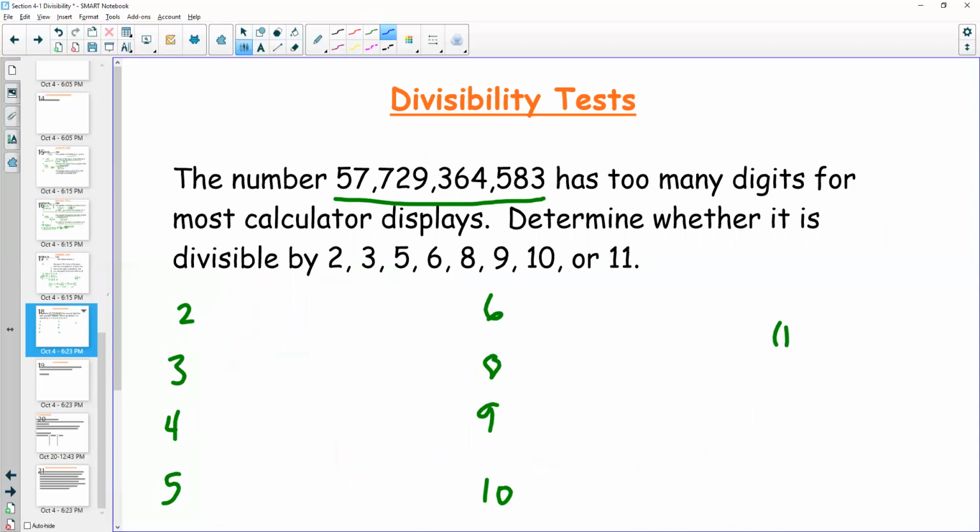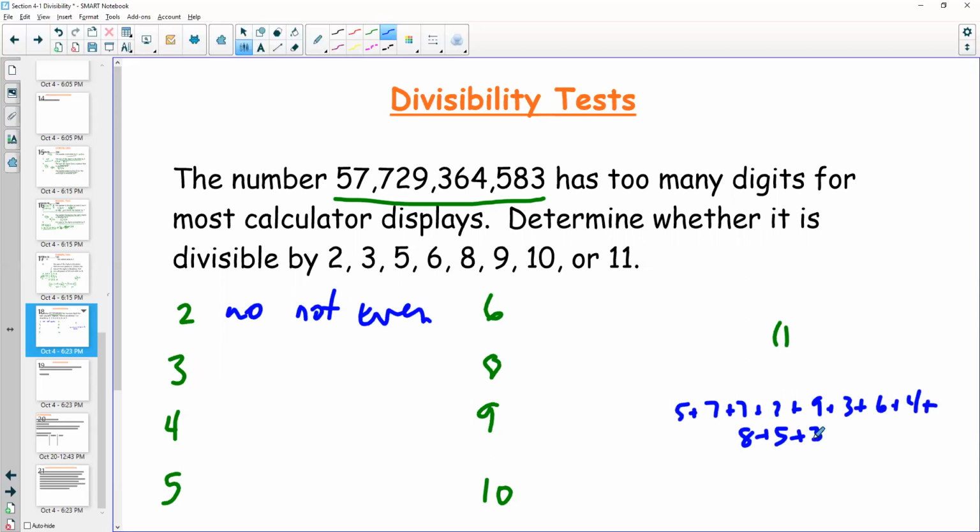So is my giant number 57,729,364,583 divisible by 2? It is sure not, because it is not even. And you know what? Is it divisible by 3? Well, let's find out. I would add 5 plus 7 plus 7 plus 2 plus 9 plus 3 plus 6 plus 4 plus 8 plus 5 plus 3. That gives me a sum of 59. 59 is not divisible by 3.